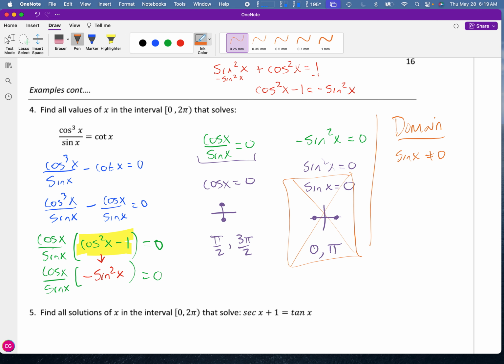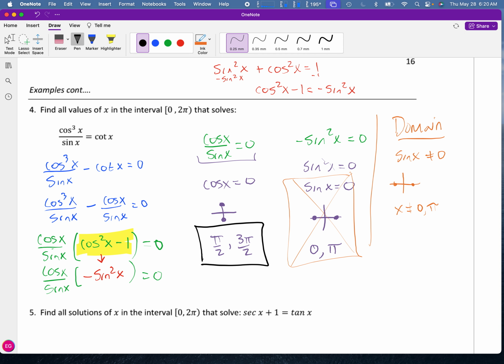But if we had wanted to establish the domain of this first, we would have basically just solved this and said, okay, when does sine x equal 0? It's going to be when the y values equal 0, which is going to be at 0 and pi. So x is not going to be able to equal 0 or pi in the interval 0 to 2 pi. And so I cross those answers out, and my only answers are going to be that x equals pi over 2 and 3 pi over 2.